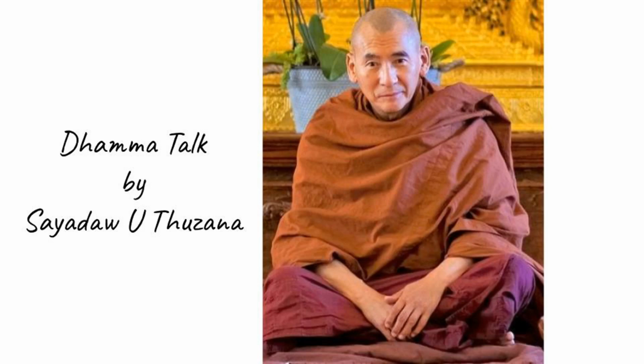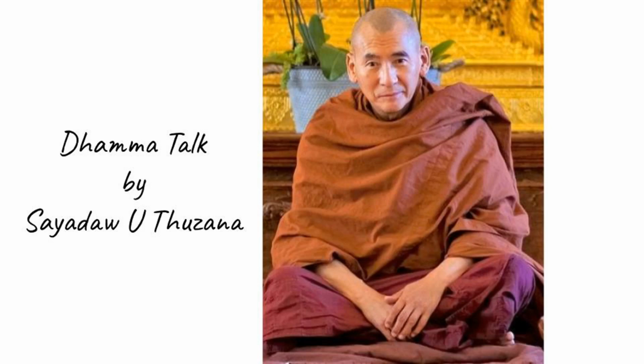There are altogether 37 of these states divided into different groups. 37 Bodhipakkhiya Dhamma: 4 Satipatthana, mindfulness, which is established firmly. You are practicing Kayanupassana, Vedananupassana, Cittanupassana, and Dhammanupassana, 4 Satipatthana. 4 Sammappadhana, 4 supreme efforts. You are developing 4 Iddhipada, causes of accomplishment. And 5 Indriyas, 5 faculties: saddha, viriya, sati, samadhi, and panna.